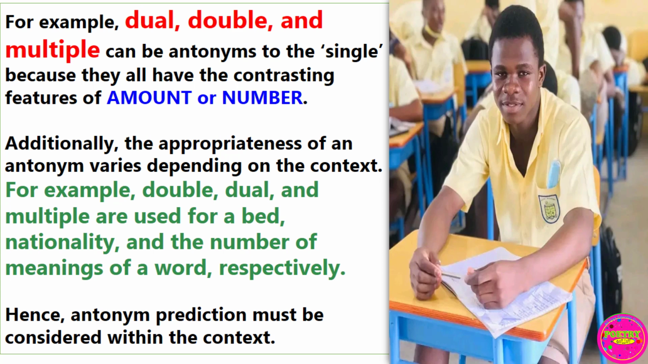Additionally, the appropriateness of an antonym varies depending on the context. For example, double, dual, and multiple are used for a bird, nationality, and the number of meanings of a word, respectively. Thus, we can have a double bird, a dual nationality, and multiples of a number, but we can't interchange them. Hence, antonym prediction must be considered within the context.